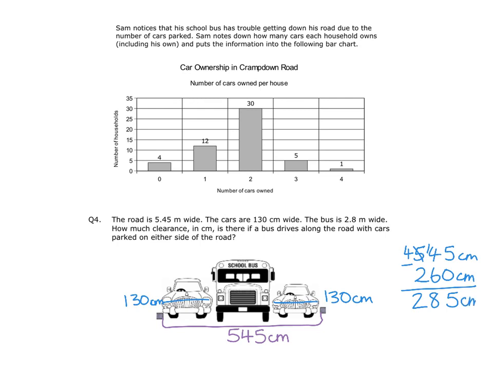So that leaves us with 285 centimetres, and we're told that the bus is 2.8 metres wide, so 2.8 metres is 280 centimetres. So therefore we've got a total of 285 centimetres left. The bus is 280 centimetres, and therefore we have 5 centimetres left of clearance for the bus to get through.